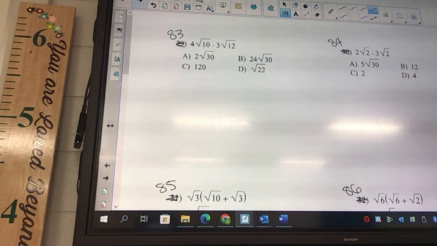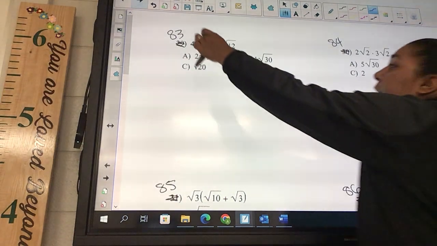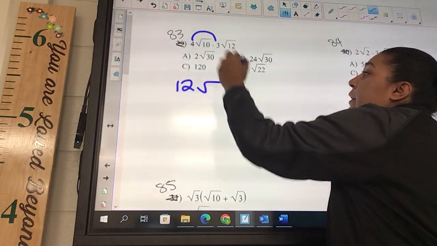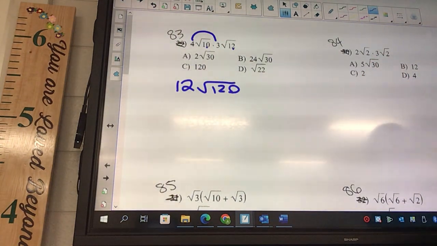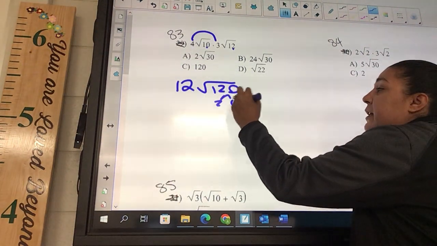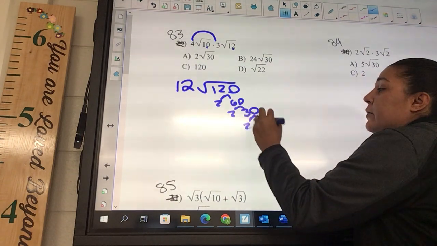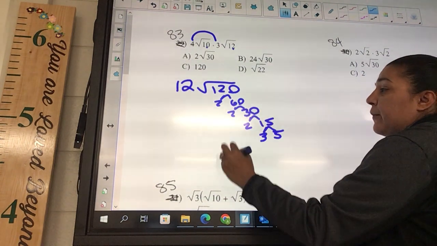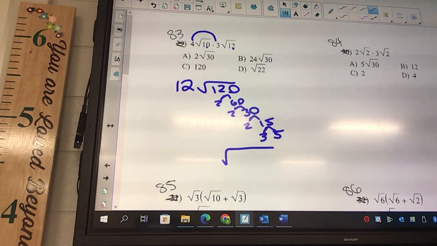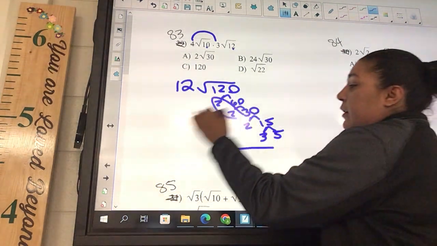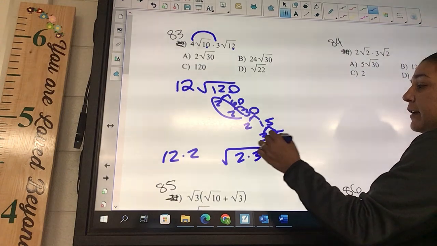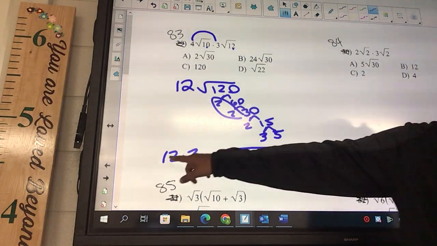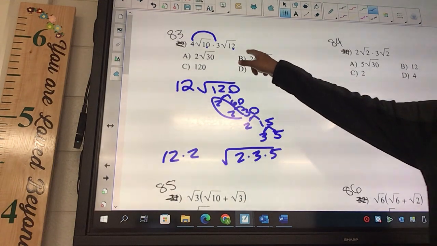Okay, 83. Same thing, you're going to multiply the outsides, multiply the inside. So 4 times 3 is going to be 12. The inside, 12 times 10 is going to be 120. And then that 120 can be simplified into 2 times 60, 2 times 30, 2 times 15, 3 times 5. So who can go? A set of 2s can go, so we're at 12, 2, and then a 2, 3, 5 on the inside. Well, what is 12 times 2? 24, which is going to be B.